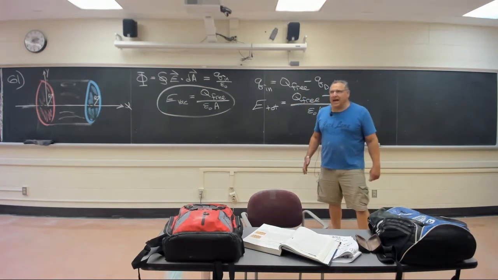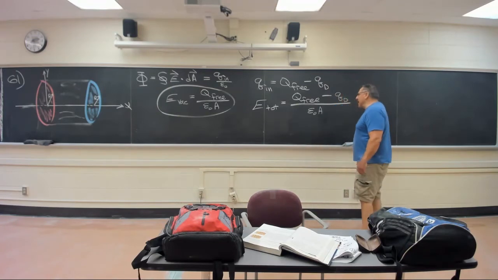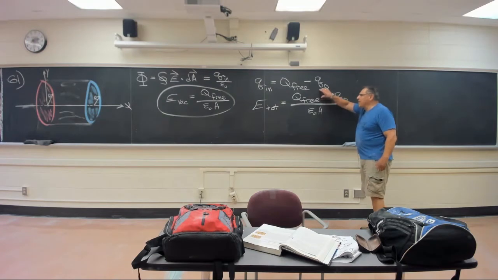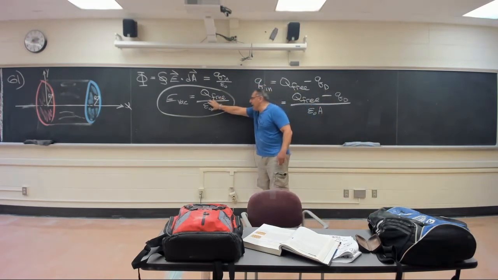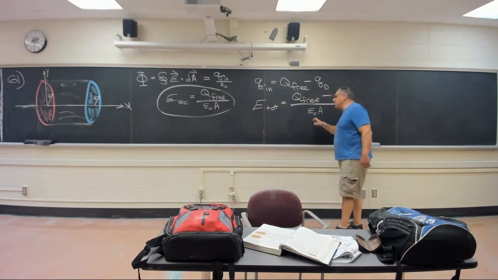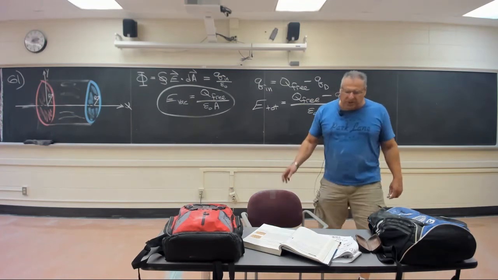Well, how could we account for that? Well, we could say that somehow there's a net positive charge that's less than what we had earlier. Less than what we had earlier is the net positive charge now, to give you the E total when you put the dielectric in there.